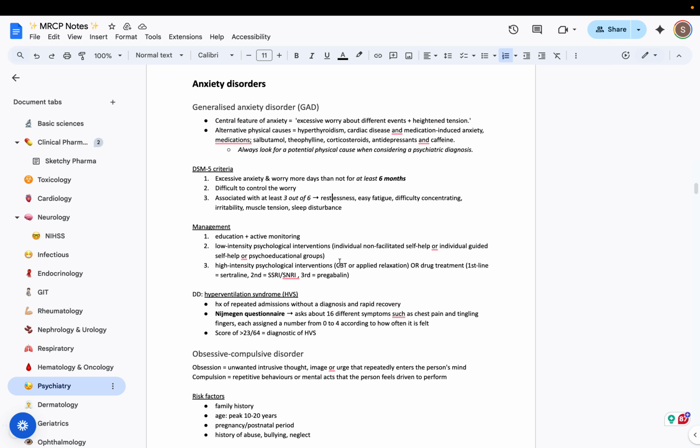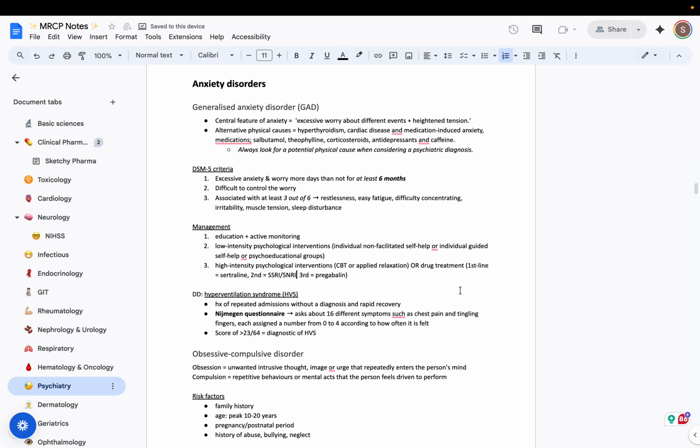Management is with education, low intensity psychological intervention, like individual non-facilitated self help or guided self help, and then high intensity psychological interventions would be the third stage, like CBT or applied relaxation, and then drug treatment. The first line drug would be sertraline. The second would be any other SSRI or SNRI, and the third would be pregabalin.